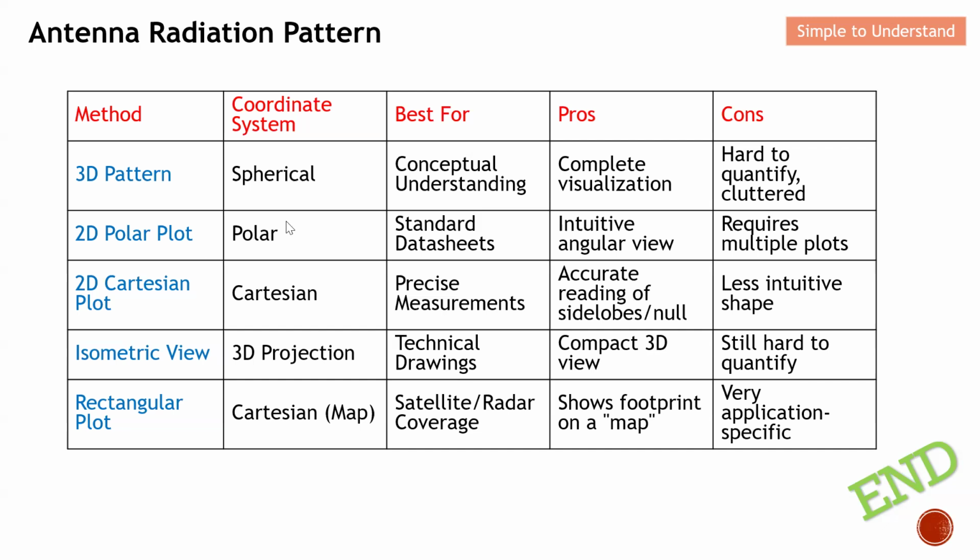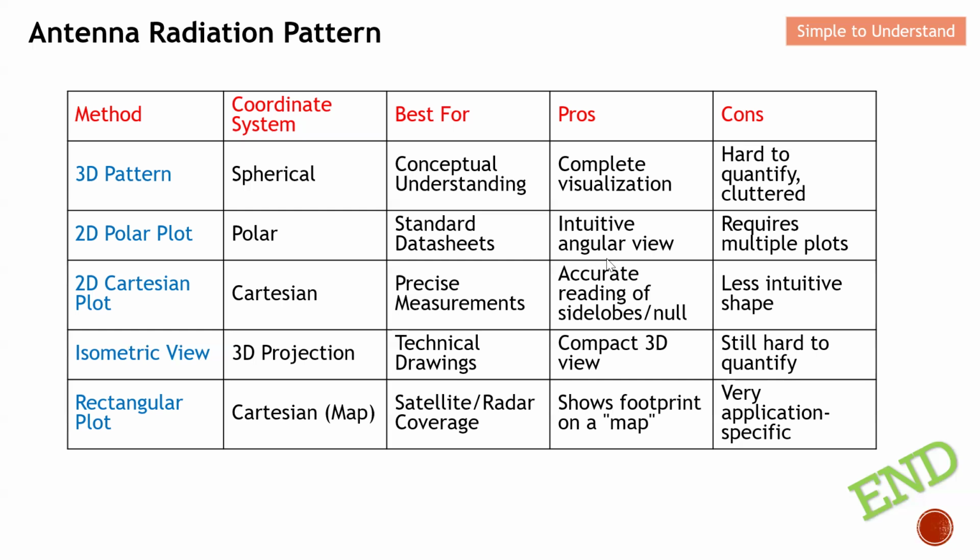As for 2D polar plots, they are most of the time available in all the standard datasheets of the antenna. Basically, we have a very intuitive angular view. However, we may need multiple plots in order to have a full understanding of the antenna performance. Next will be the 2D Cartesian plots here. The key advantage is that it gives high precision in terms of the gain, the radiation energy, etc. So if you need all this precise information, you can probably only see it in these 2D Cartesian plots here.